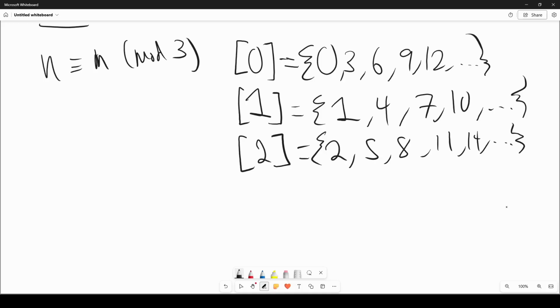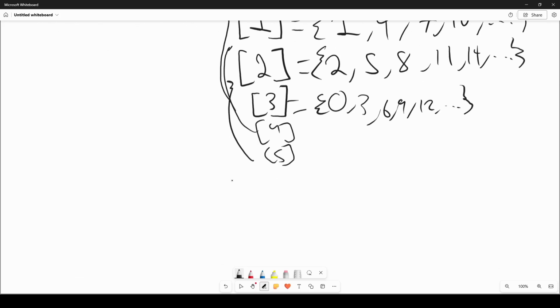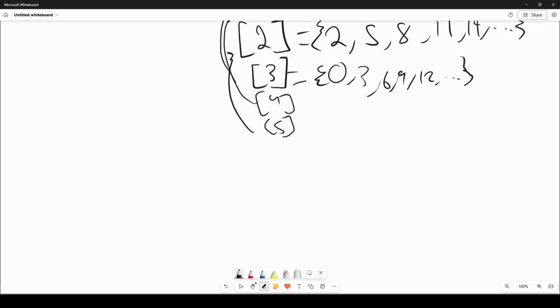So something you might notice is, if I went one further, let's say I looked at the equivalence class of 3, well, those are all those numbers which are 3 mod 3, which is just 0 mod 3, which would just get me back to the 0 over here. In fact, I'd just get 0, 3, 6, 9, 12, and so on and so forth. And if I want to check the equivalence class of 4, it's going to be the same as 1. And if I want to check the equivalence class of 5, it's going to be the same as the equivalence class of 2.